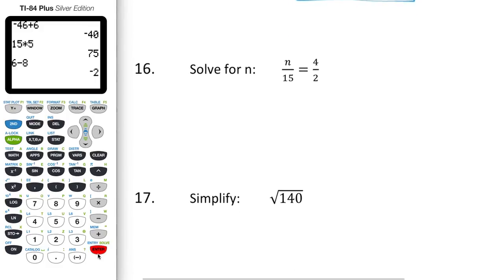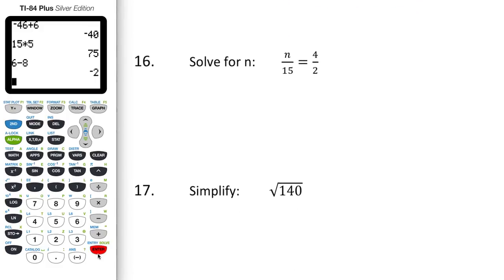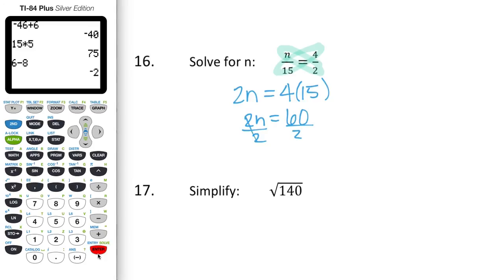All right, so solving for n, this is just a proportion. So what we're going to do is solve it just like we would our other proportions. We're going to cross multiply. So we're going to multiply 2 and n, and then we're going to multiply 4 and 15. Okay, 2 and n is going to stay the same. 4 times 15 is 60. So then we're just going to divide and divide. 60 divided by 2 is 30.